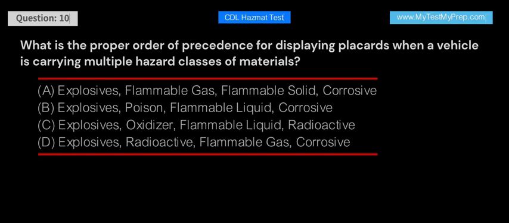B. Explosives, poison, flammable liquid, corrosive. C. Explosives, oxidizer, flammable liquid, radioactive. D. Explosives, radioactive, flammable gas, corrosive. Answer B. The proper order of precedence for displaying placards when a vehicle is carrying multiple hazard classes of materials is explosives, poison, flammable liquid, corrosive. This order helps communicate the most significant hazards first.